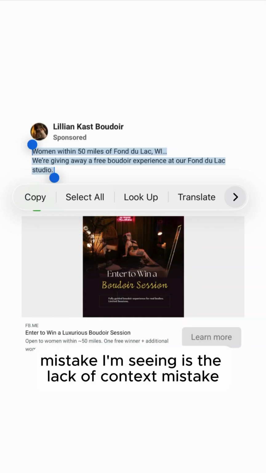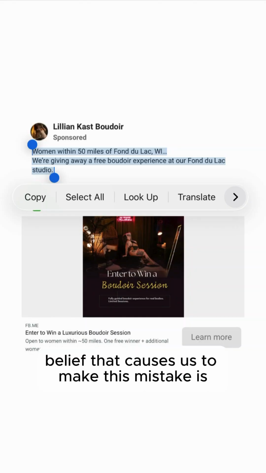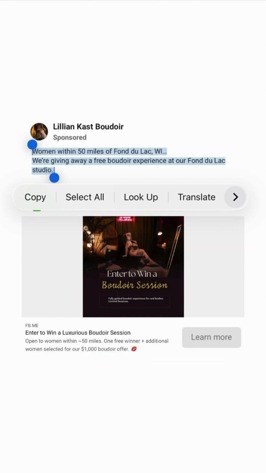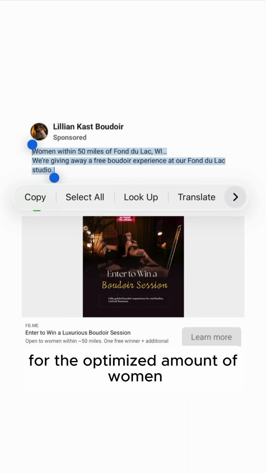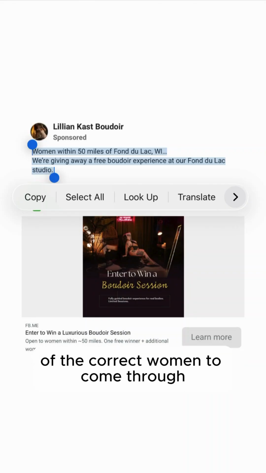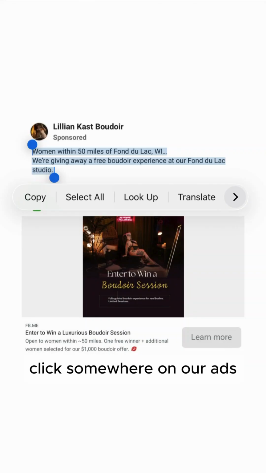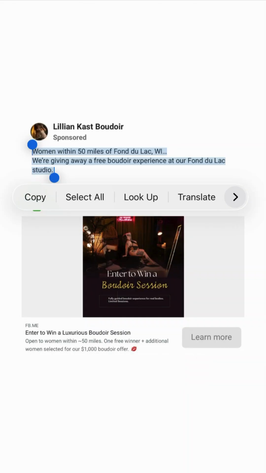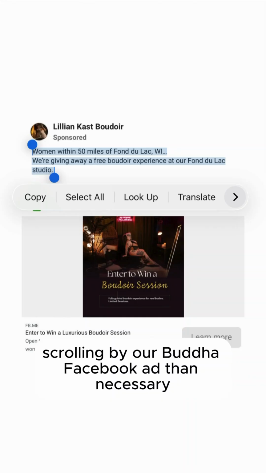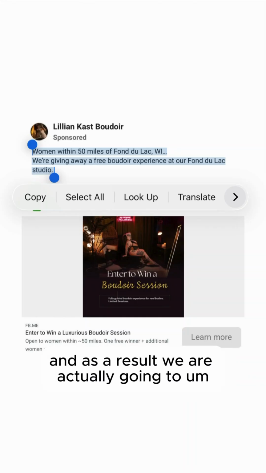So the mistake I'm seeing is the lack of context mistake. The false belief that causes us to make this mistake is that we falsely believe we're providing enough context for the optimized amount of the correct women to come through and click on our ad, so our ad gets into their brain. And we're not accomplishing that. So the consequence is we're going to have way more women scrolling by our boudoir Facebook ad than necessary.